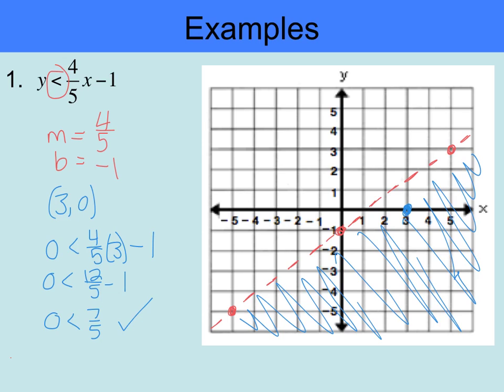So another way you could have checked this is actually by using (0, 0). (0, 0) should not work, which is actually a little easier to check. And if you plug in (0, 0), you're going to end up with 0 is less than -1, and we know that's not true. That's why you did not shade towards (0, 0).